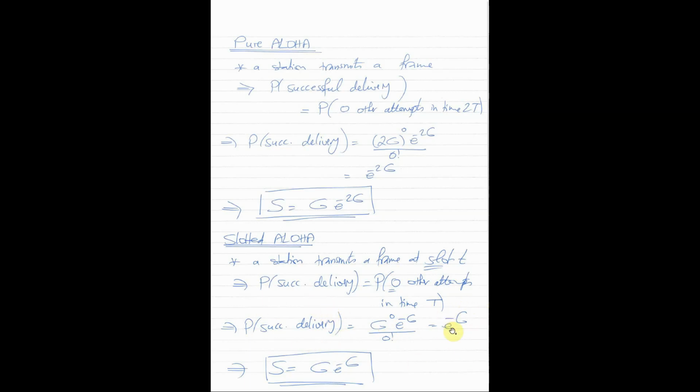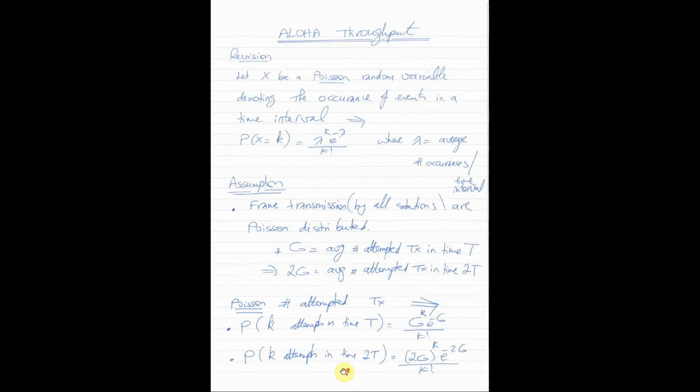We are getting close. However, this is still not the throughput S. Again, the throughput S is the average number of successfully delivered frames. This is the probability that a transmitted frame is successful, so this probability simply needs to be multiplied by the average number of attempts. The average number of attempts times the probability of success for every attempt gives us the average number of successfully delivered frames. So in short, S is equal to G e to the power of minus G.